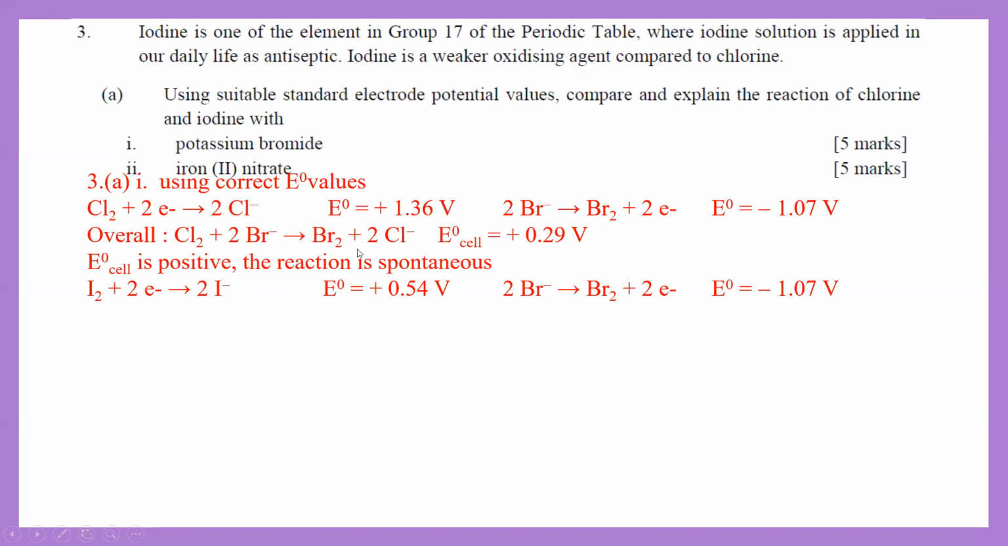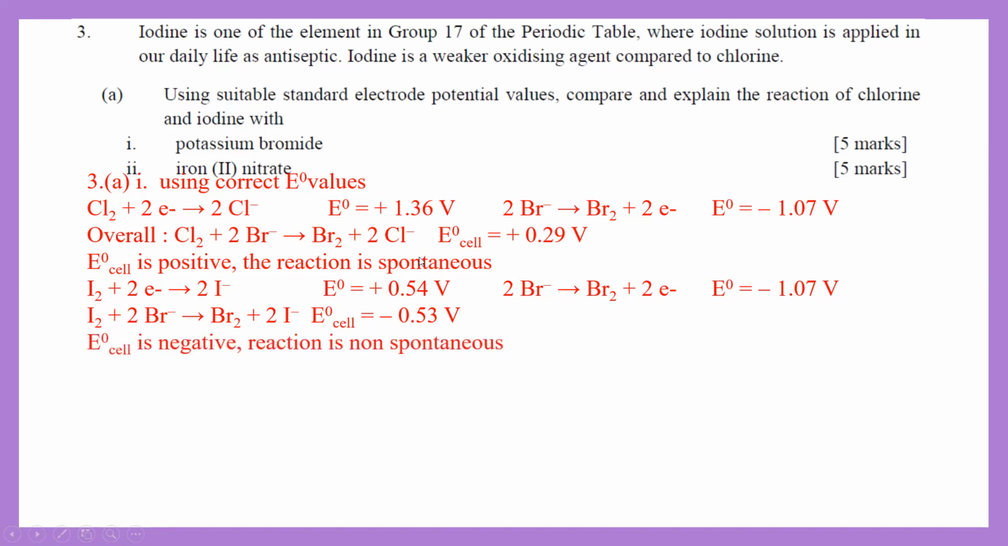For the case of the iodine, you use the suitable half equation where I2 plus 2e minus gives 2I minus. And then for the bromide ion, you still use the same half equation. So the overall equation is I2 plus 2Br minus gives Br2 plus 2I minus, where E° cell is equal to negative 0.53. Since E° cell is negative, the reaction is non-spontaneous.